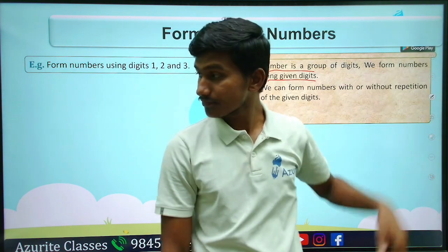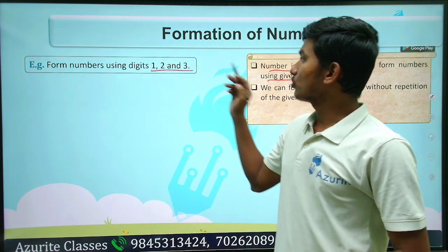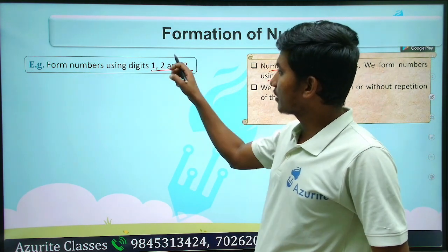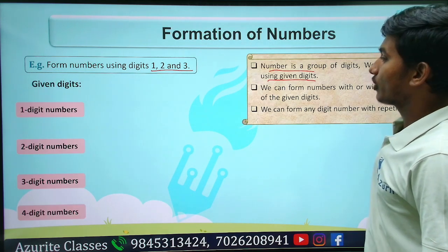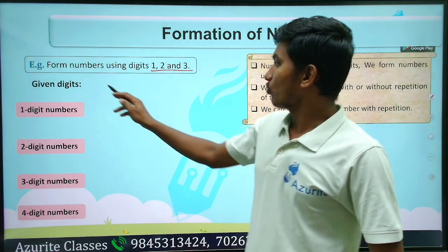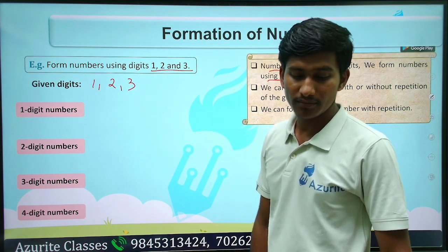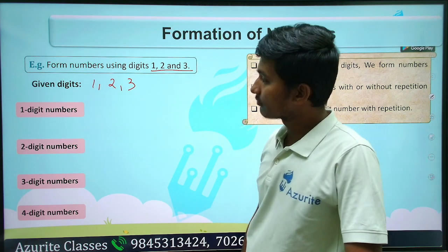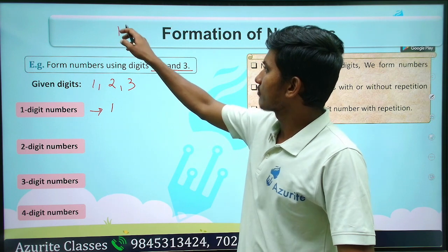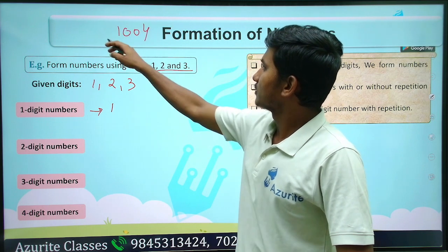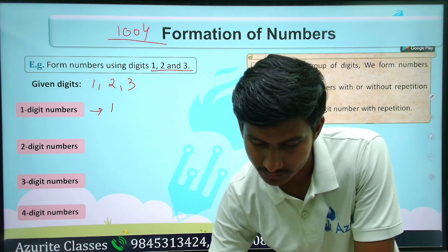So see here, form numbers using digits 1, 2, 3. So the given digits are 1, 2, 3. So what we have to do? We have to write the numbers here. Digits are 1, 2 and 3. Sir, how to write the number 1004, sir? 1004, right? Okay, good.